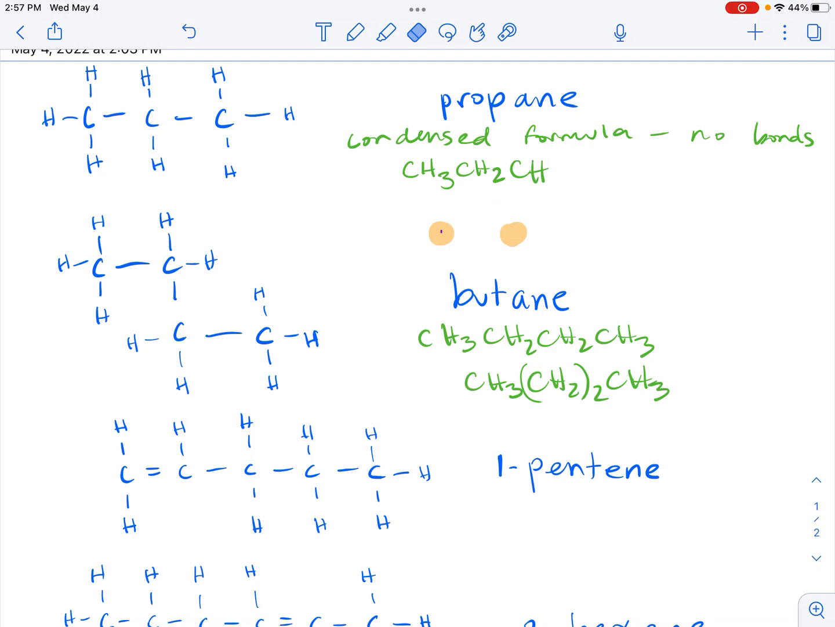Don't need those dots. Don't need those dots either. Okay. So for butane, literally, there's 4 carbons. 1, 2, 3, 4 carbons. That's it. It's that simple.